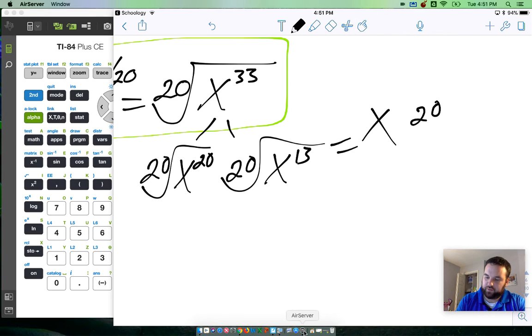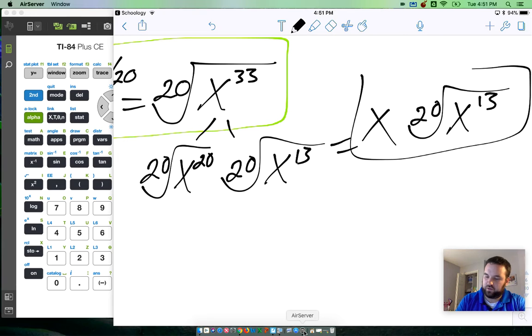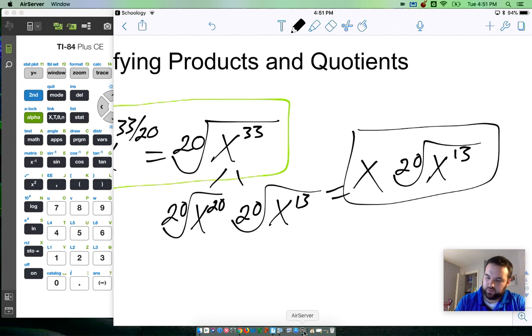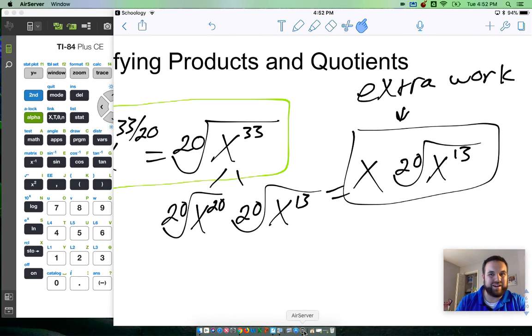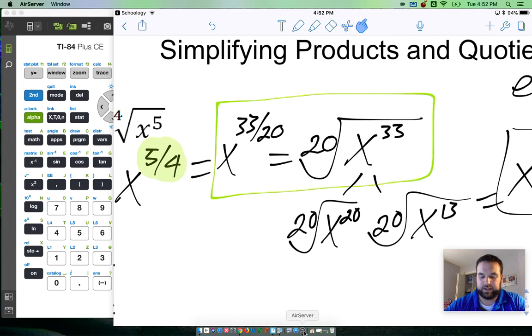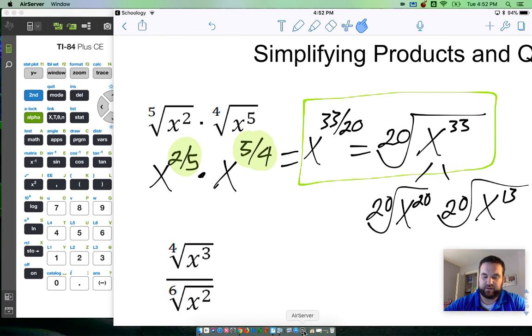Again, don't fret about this too much. This is just to kind of get it to a full math breakdown. This is extra work. And as we go, we might start to ask you to write it like that. But for right now, our focus is that when I write them as exponents of 2/5 and 5/4, I can add those together.